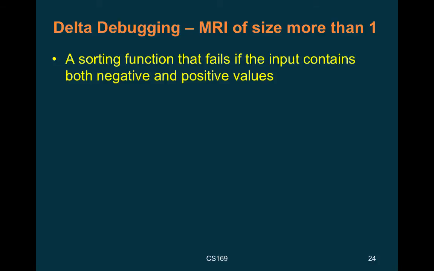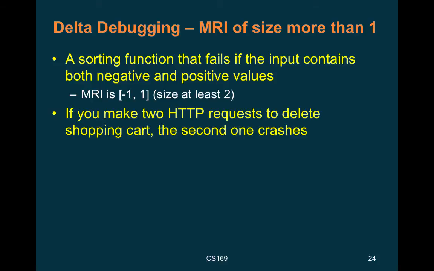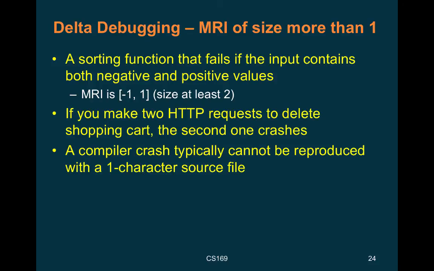Okay, there are some serious cases when this happens. For example, a sorting function fails if the input contains both negative and positive numbers. There's no way with an MRI of size 1 to satisfy this. So the smallest MRI is going to have size 2. If you make 2 HTTP requests to delete the shopping cart, the second one fails. This is a reasonable bug. Trying to delete the already deleted shopping cart fails. You cannot reproduce this with just one HTTP request. You need at least 2.